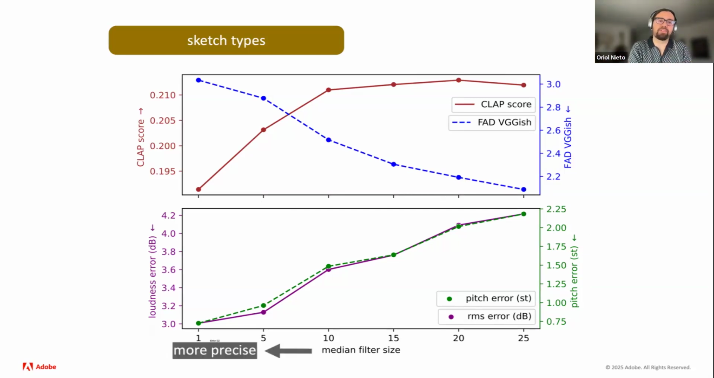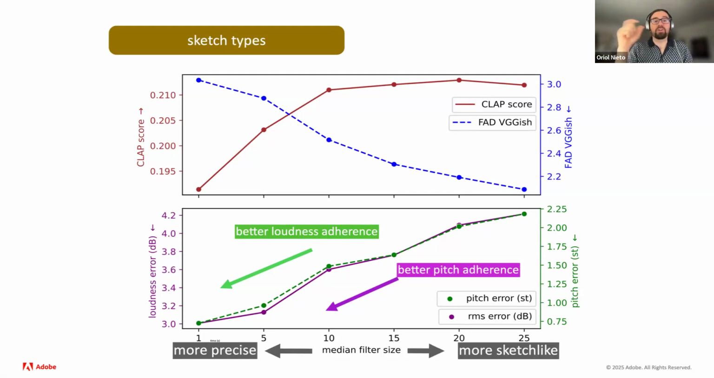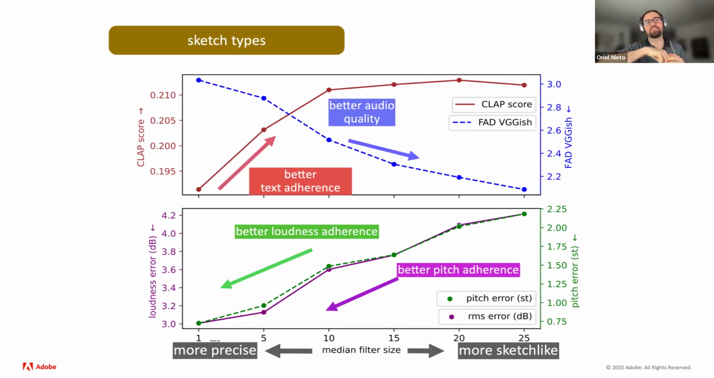So we see that if the median filter is smaller, then the sound is going to be more precise. There's going to be more adherence to the loudness, more adherence to the pitch. So these time-variant signals will be more similar to the actual input. On the other hand, if the median filter size is larger, it's going to be more sketch-like. It's going to be better audio quality, and you're going to have better text adherence. So the final result will actually be closer to the text prompt that you're trying to do, even though maybe the fine-grained qualities are not going to be so close to the input.